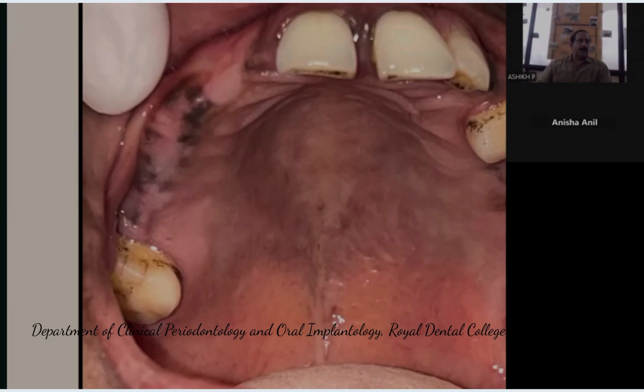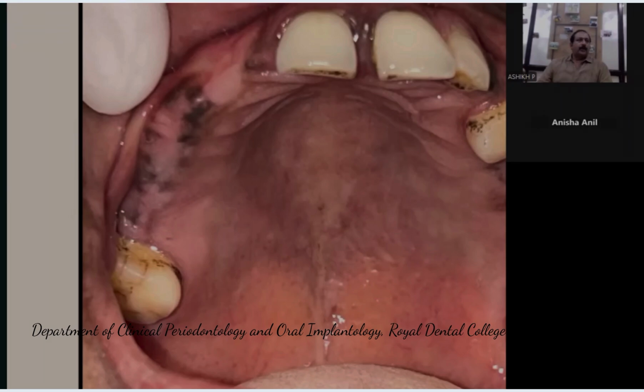But naturally, your bone is going to be deficient in the immediate surrounding of 1.7 because you want to extract it. So you cannot have an implant placed as close to 7. So you can have an implant placed with sufficient bone between the socket and the proposed implant now.